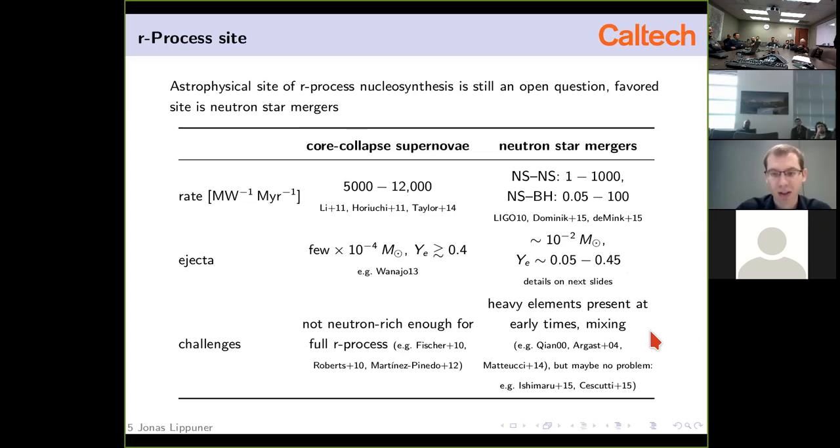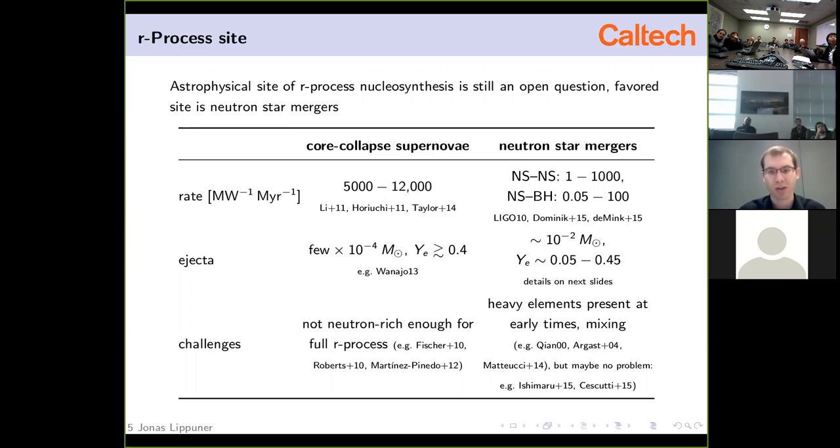Now, this scenario also has some issues, although it's not clear whether there really are issues. One thing is that we see very old stars in our galaxy that formed very early on when the galaxy formed, and they already have R process material in them. And so that means whatever source of R process material we have must have turned on very early on, just after the galaxy formed. And the problem with neutron star mergers is they take a long time, like many tens or hundreds of millions of years, for the first merger to happen, because the gravitational inspiral is very slow.